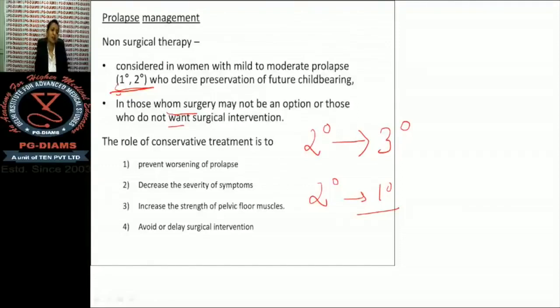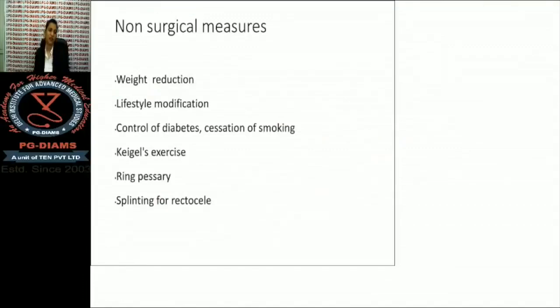So non-surgical therapy prevents worsening, decreases severity of symptoms, increases strength of pelvic floor muscles, and avoids or delays any surgical intervention, but does not actually correct the condition. The measures which you use, first three, are correction of the predisposing factors: weight reduction, lifestyle modification, control of diabetes. Now you should know that obesity, diabetes and smoking, all these are risk factors for occurrence of prolapse or worsening of prolapse. So you will first ask them to modify these.